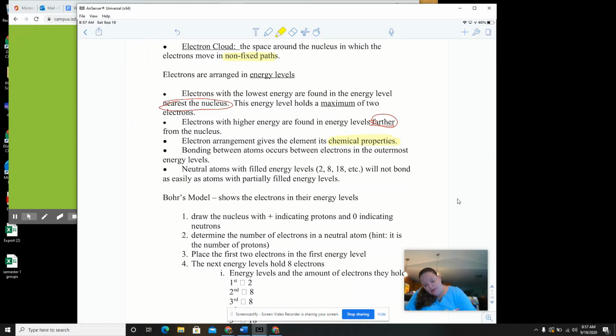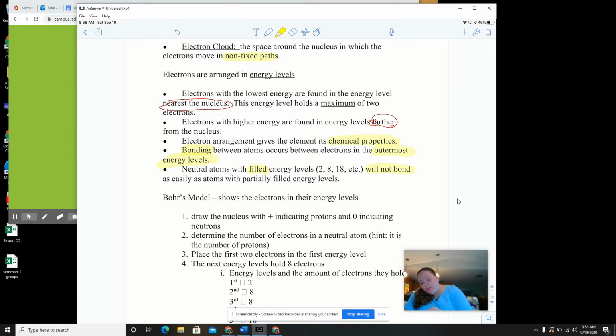Electrons in the outermost energy levels is where bonding occurs. Neutral atoms with filled energy levels will not bond because they're filled. They have their maximum energy levels. Bonding is all about filling energy levels. So if they're not quite filled, they will do whatever they can to fill them, so they'll bond with others to play nicely and fill their energy levels. If they're already filled, they don't need to play nice with anybody, so they don't bond. That's the name of the game: they always want to fill their energy levels out. So if they already are filled, they'll keep to themselves.